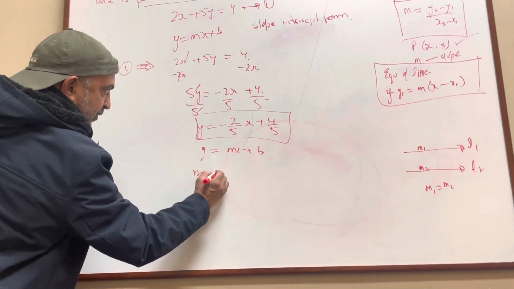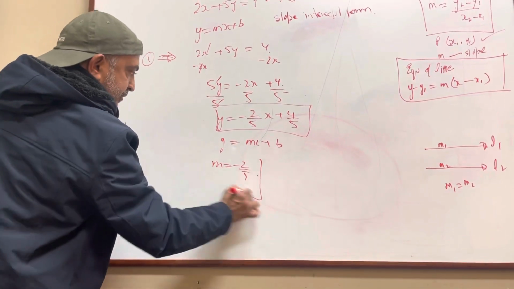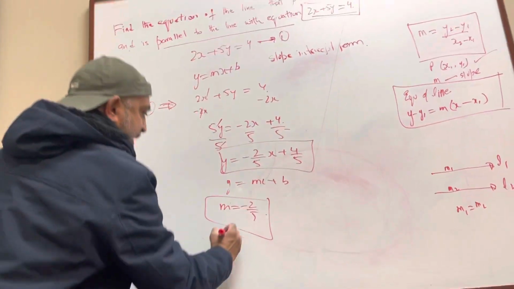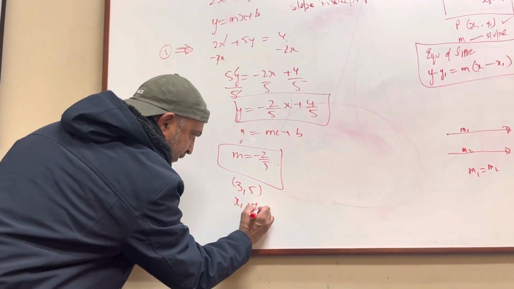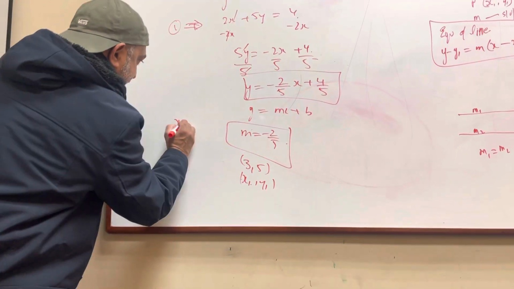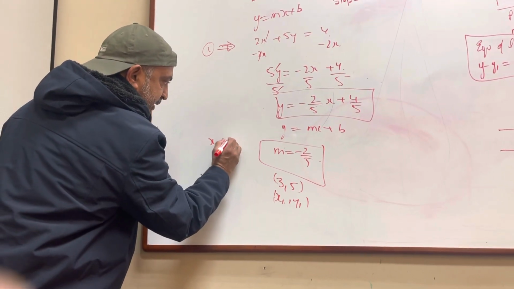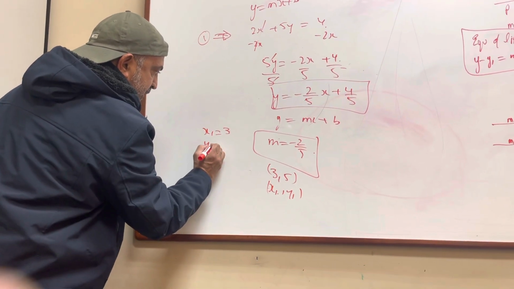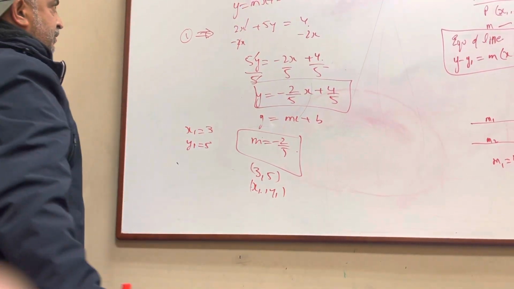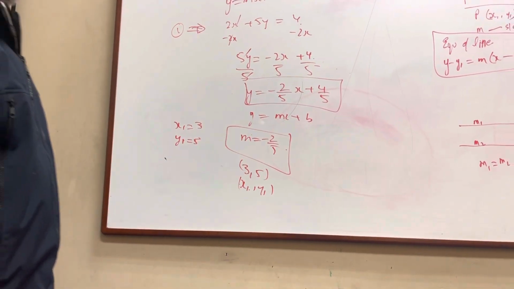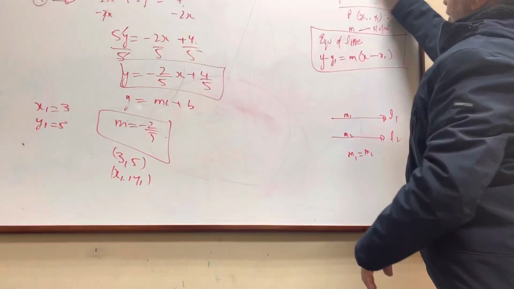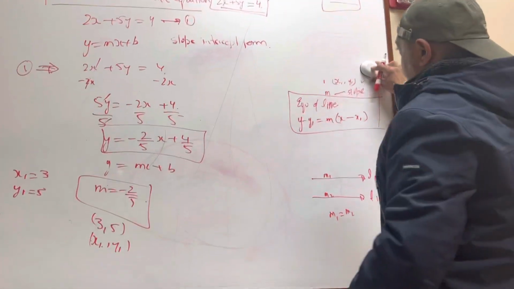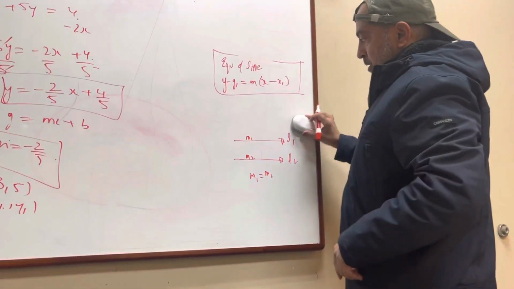So my slope will be what? Minus 2 upon 5. And the point is given as (3, 5), so this one will be x1, y1. I can write x1 is equal to 3 and y1 is equal to 5. And then I'm just erasing all this. So the equation of a line which we will use is this formula.